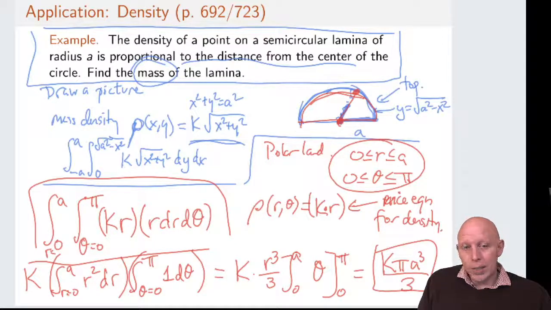All right, so there's another example of using polar coordinates to do a polar double integral. All right, see you next time.